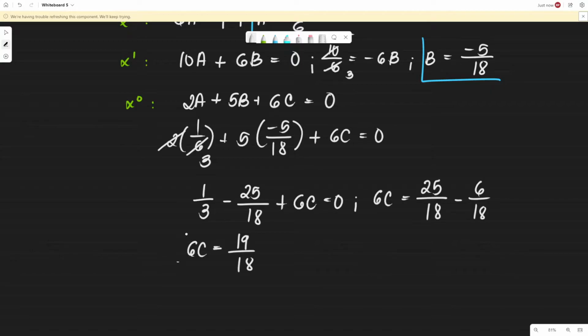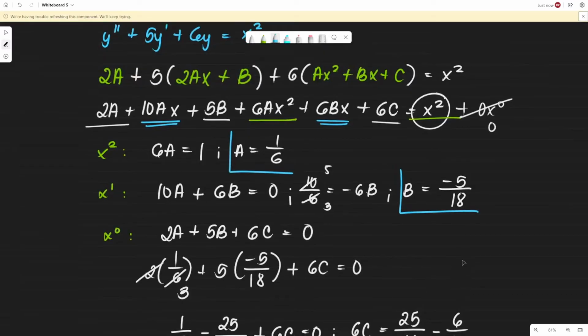But since we need to divide, we need to multiply the whole equation by 1 over 6, no? Or simply divide all terms by 6. No? So therefore, we will have c is equivalent to, so that is 18 times 6, that is 48 plus 60, 108, no? So that is 19 over 108. Ayan. Okay? So, yan yung ating values ng A, B, and C na isa-substitute natin sa ating YP.